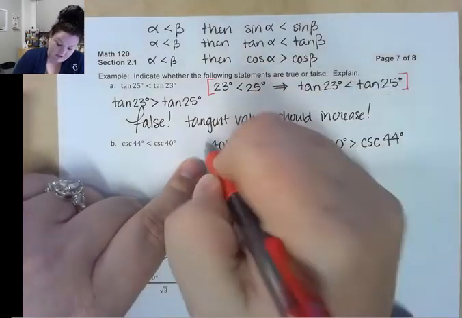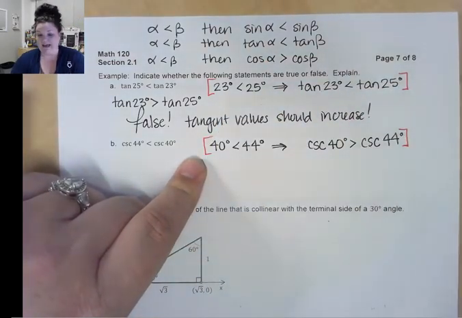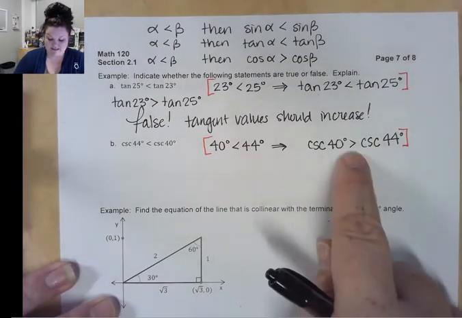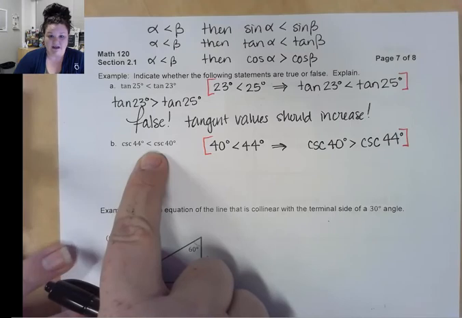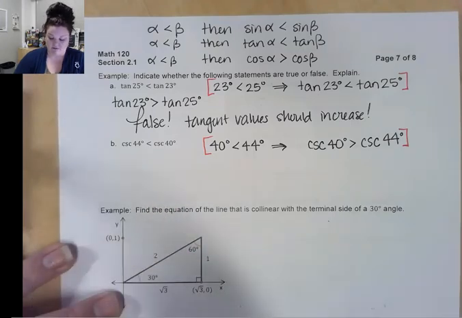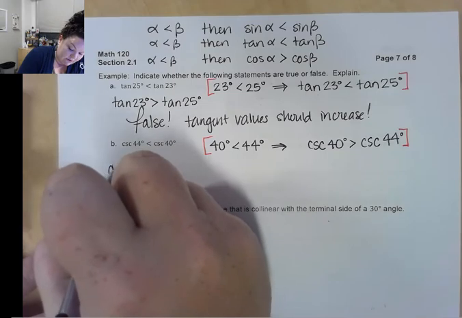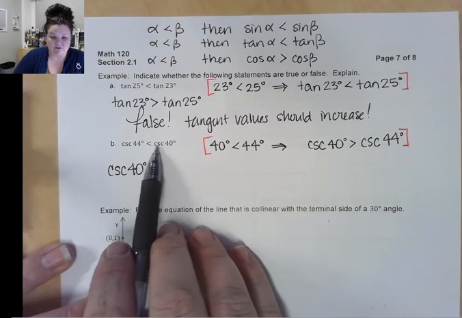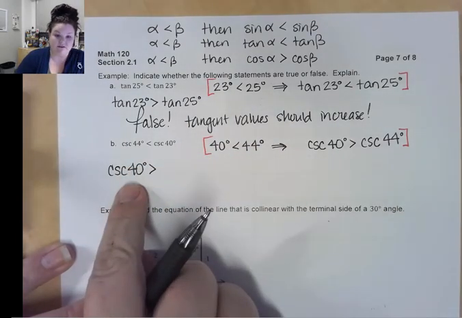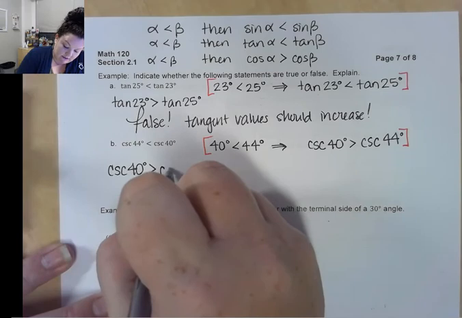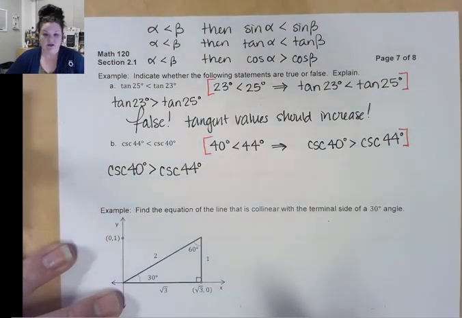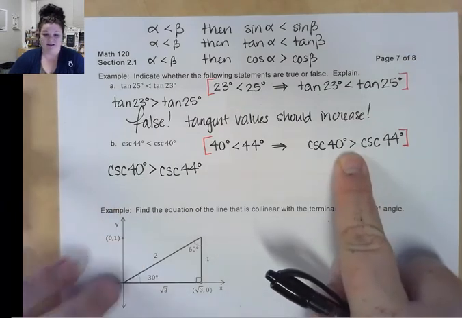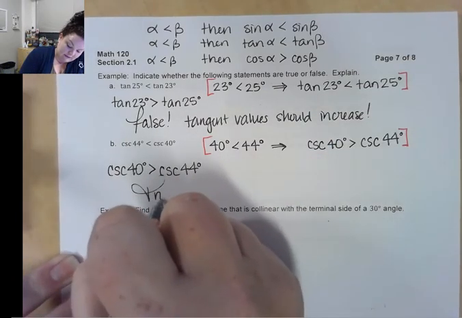So this is what I know to be true off of the last page that we just determined, right? So now I want to determine, is this what my problem is saying? I'm going to rewrite it so that the smaller angle comes first. So cosecant 40 degrees. Notice it's open to 40 degrees here, so when I rewrite it, it still needs to be open to 40 degrees. And then I have cosecant 44 degrees. So when I compare what my problem says to what I know to be true, notice it's the same. So I can just say this is true.